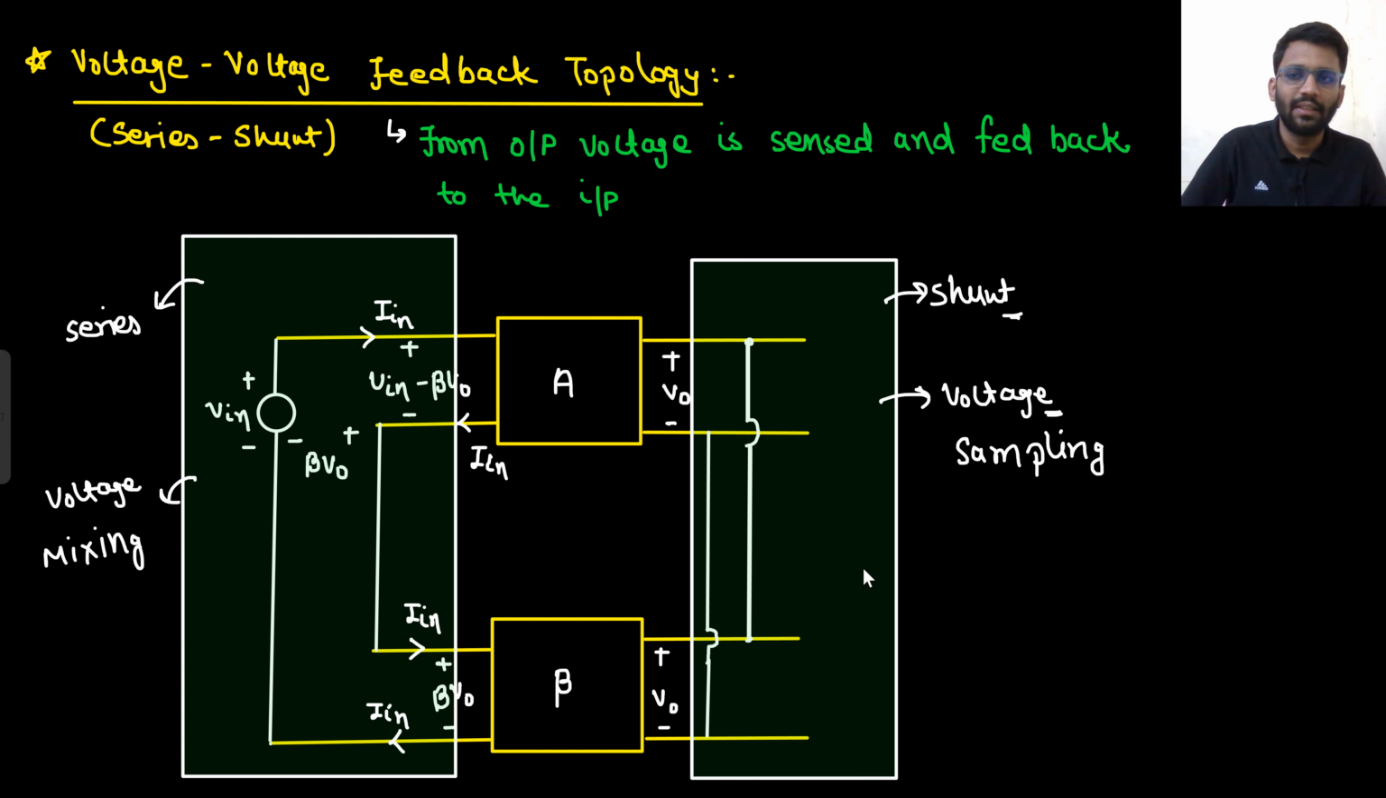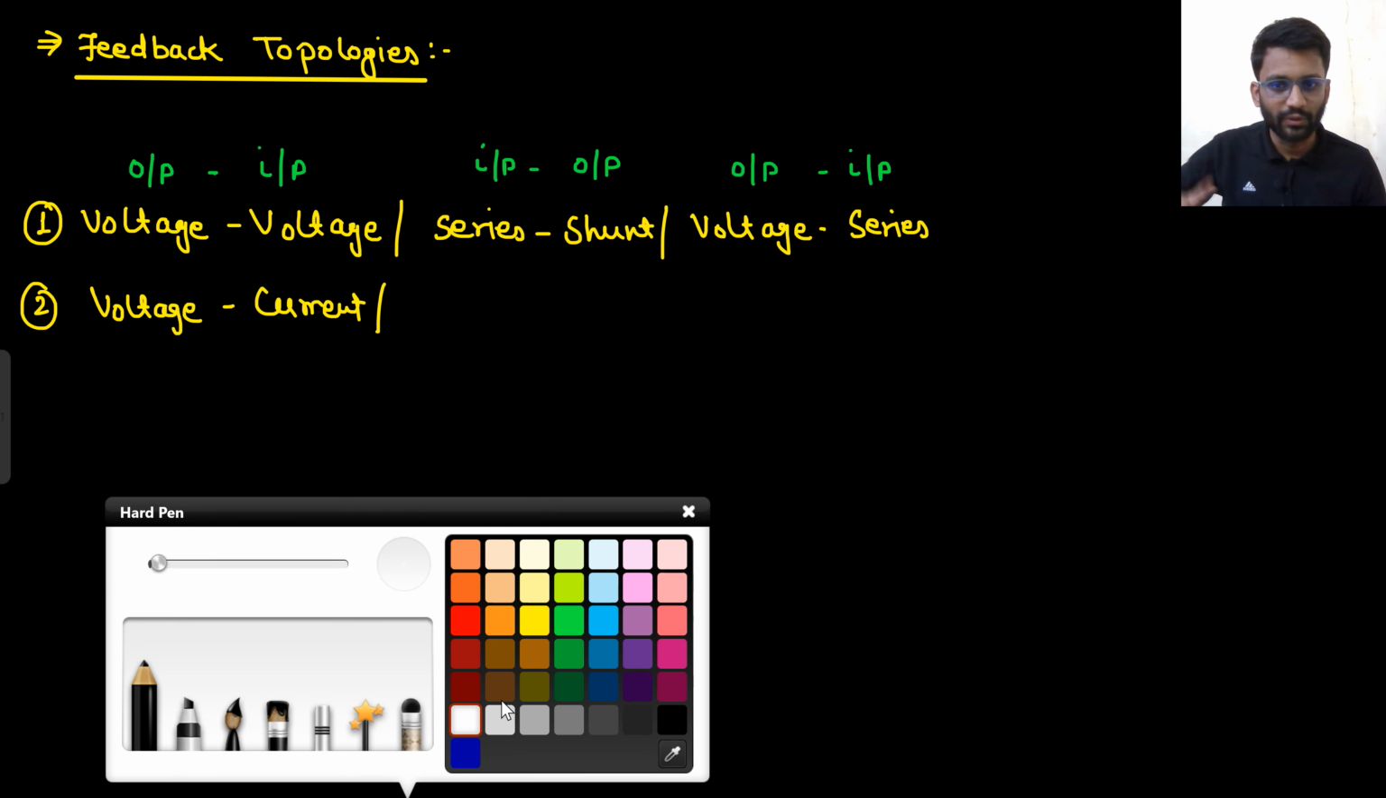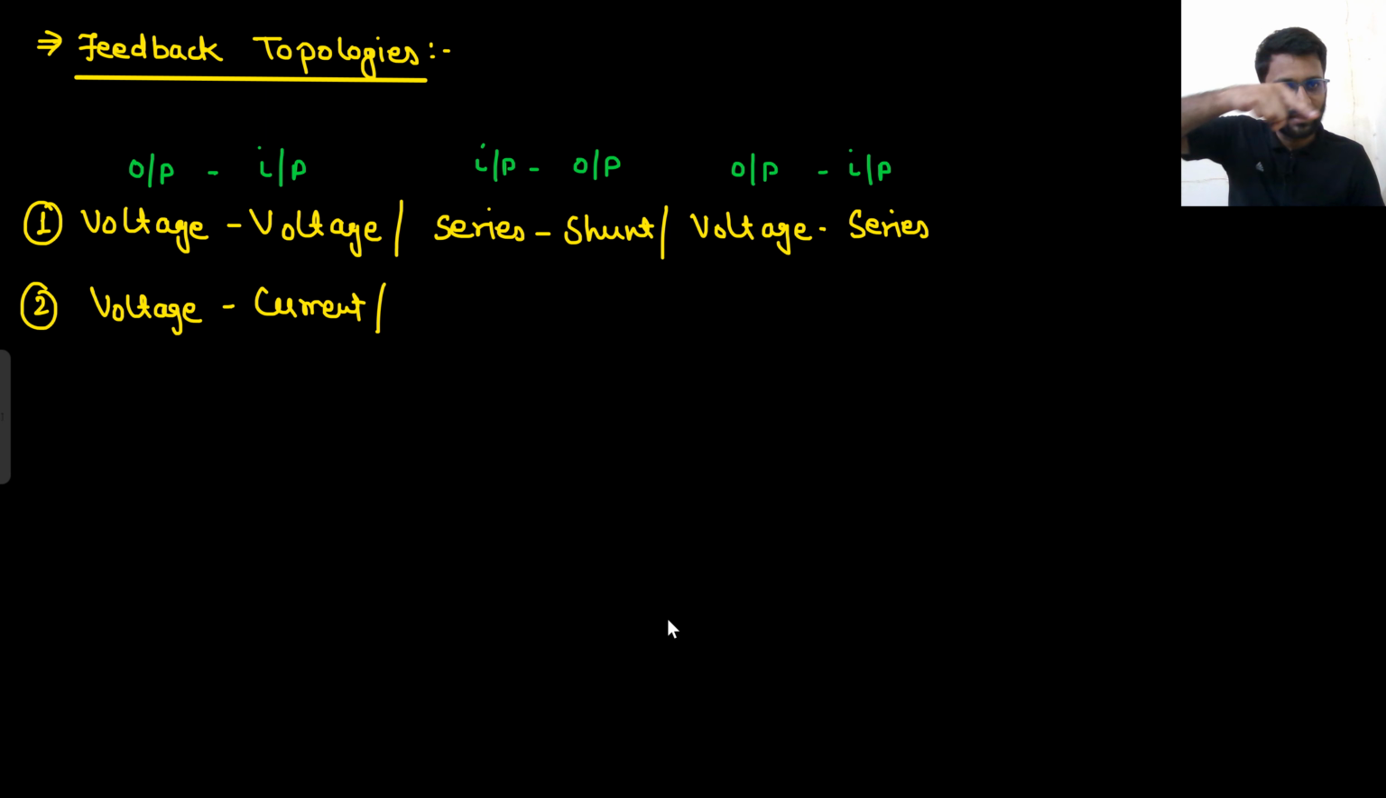So this is the scene. Let's talk about the next topology, that is voltage current topology. So what will happen? Voltage will be sampled and will be fed back in terms of current. Are you getting this point? Voltage will be sampled and will be fed back in terms of current.